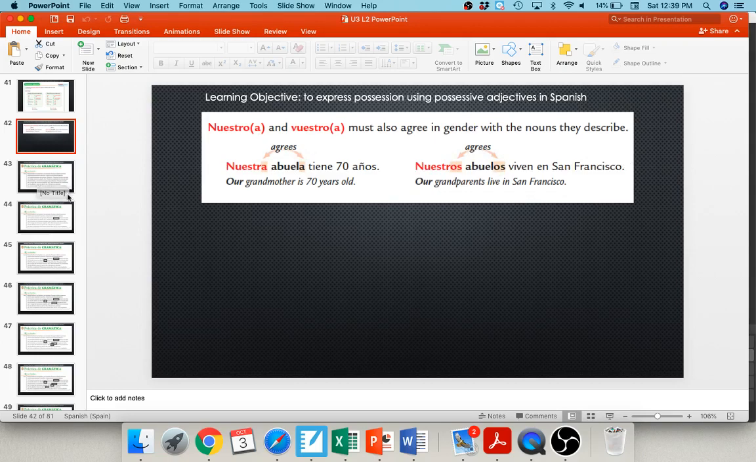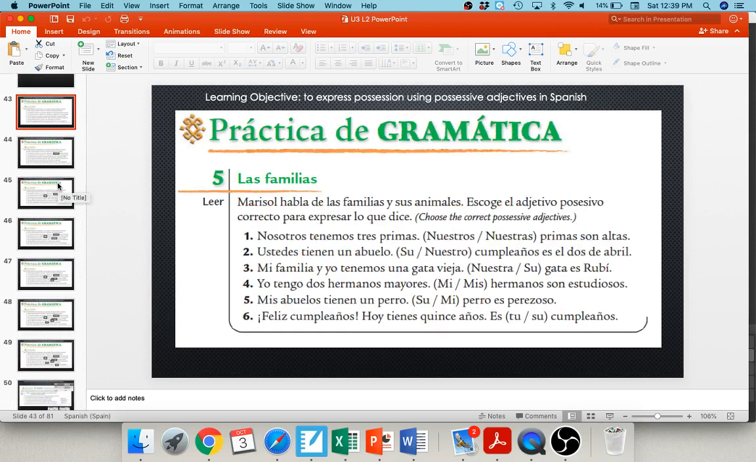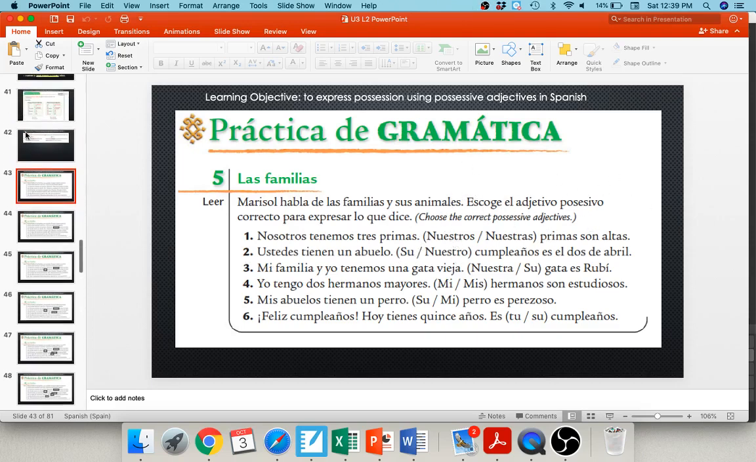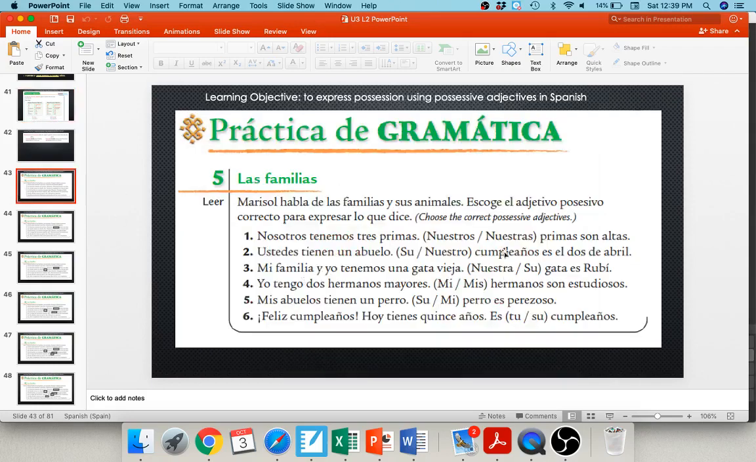So, I want to give you a few of these to try. They're not terribly difficult. It's just a matter of going through and figuring out the most appropriate one. So, for example, in number one, nosotros tenemos tres primas. We have three cousins. Our cousins are tall. So we need to choose either nuestros or nuestras. We knew it was going to be one of those because we found that our was nuestro or nuestra. We should choose nuestras primas since we have female cousins, primas, nuestras.